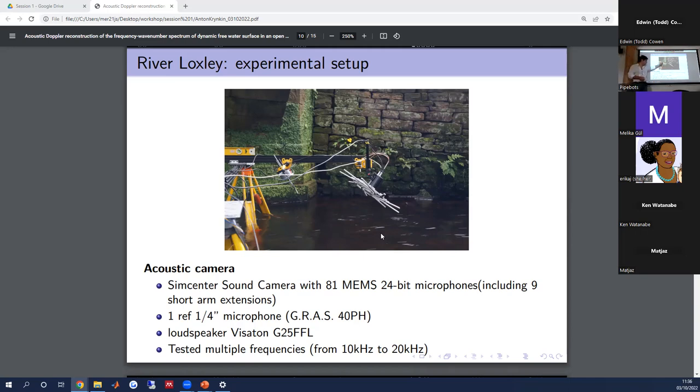We had a speaker here, which shone the acoustic energy onto the rough surface, and they picked it up on the microphone array. And we tested multiple frequencies in several steps, from 10 kilohertz to 20 kilohertz.